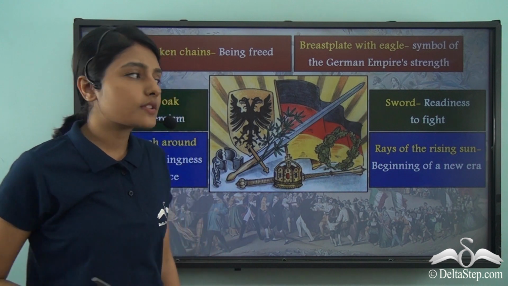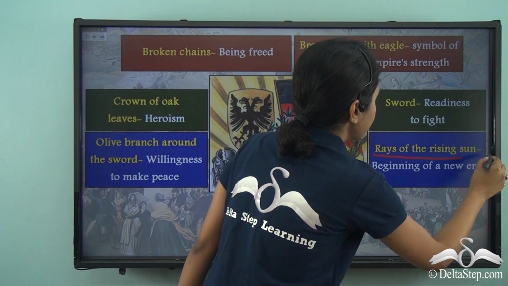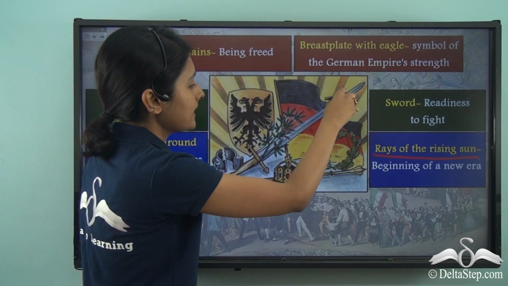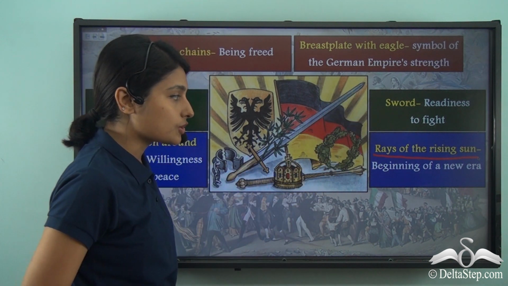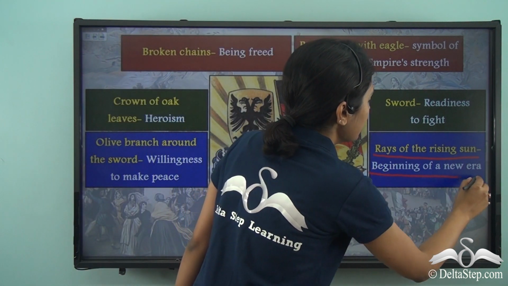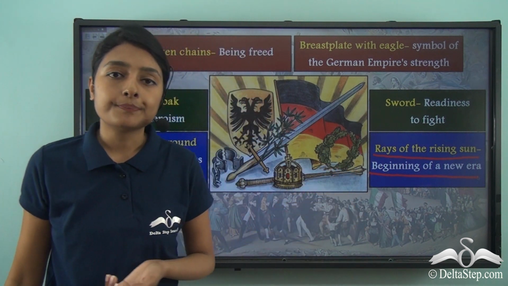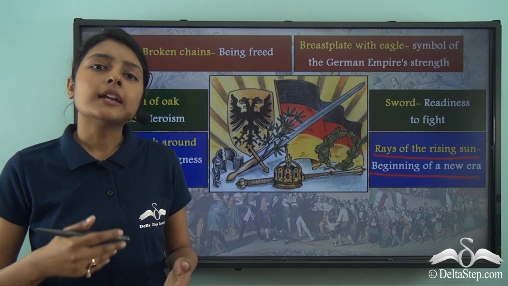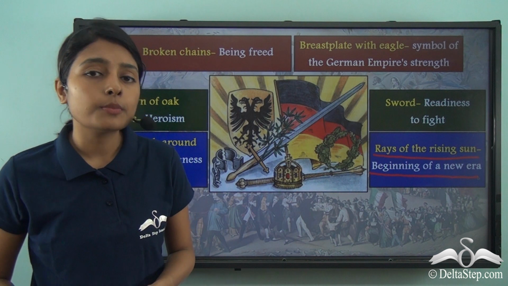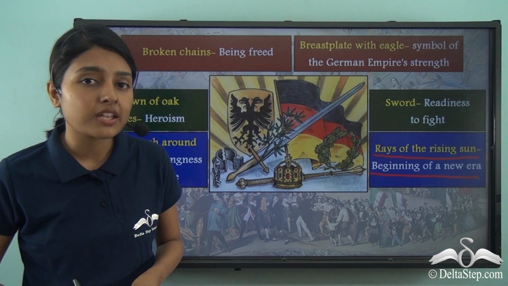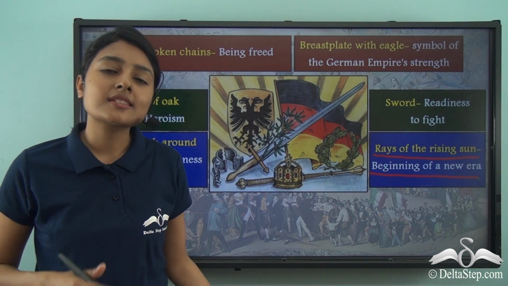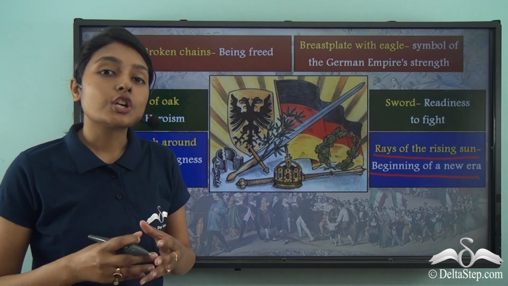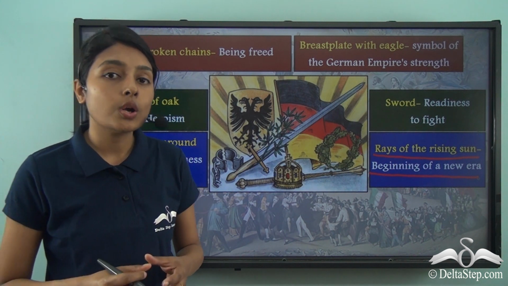After that, we also have the rays of the rising sun, as we can see in the background of this image, and these rays stand for the beginning of a new era. So it was, a new era was coming to Germany following its unification, and so these were some of the symbols that Germania is shown holding.